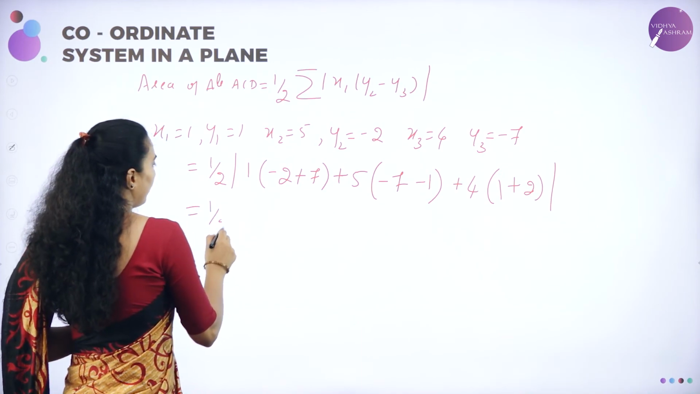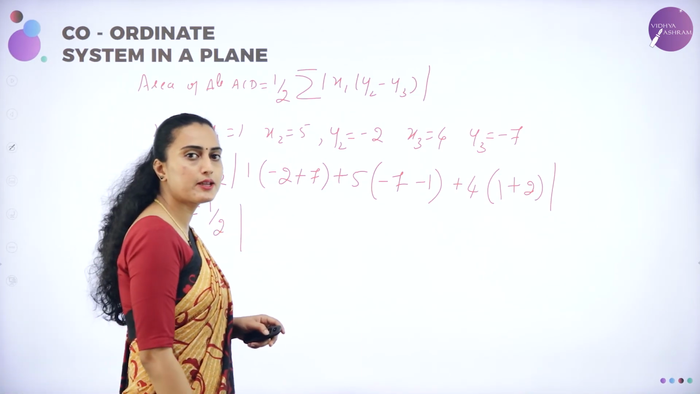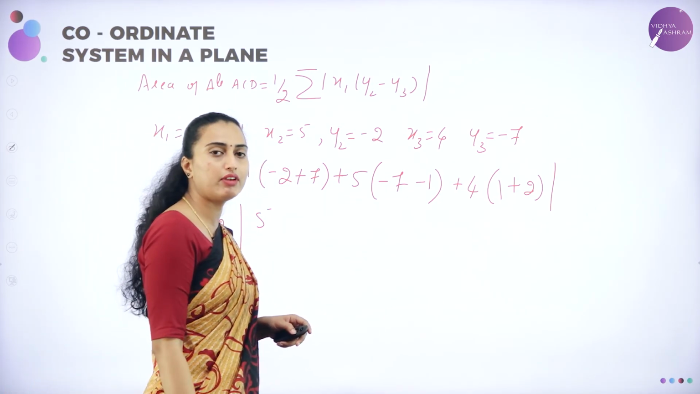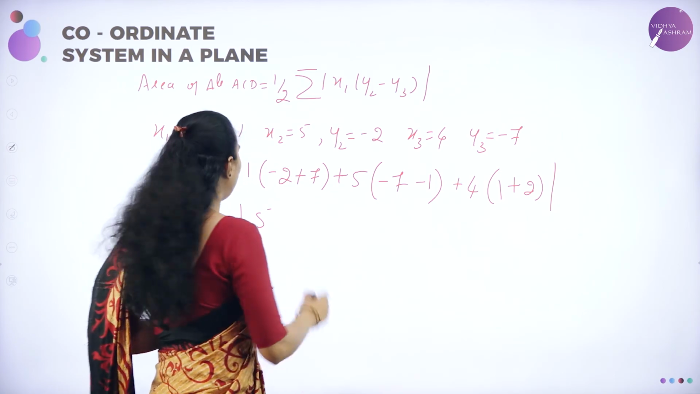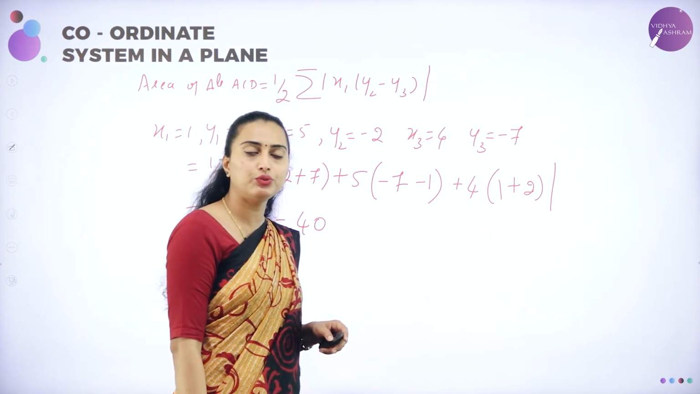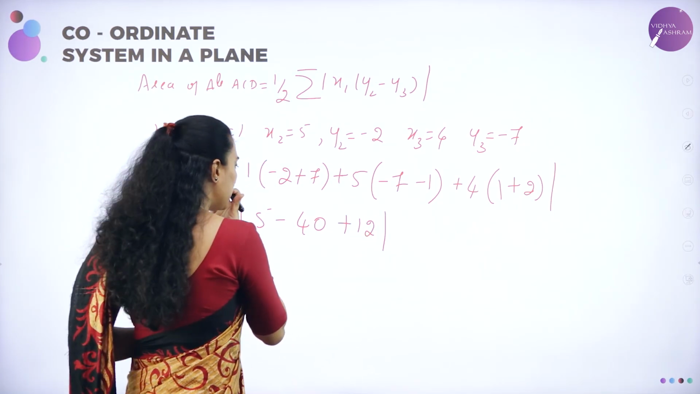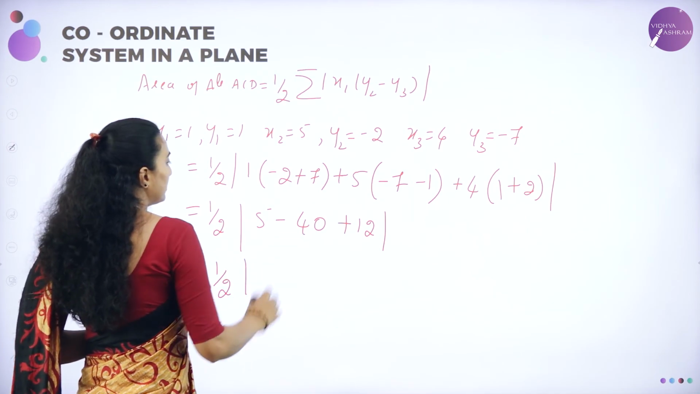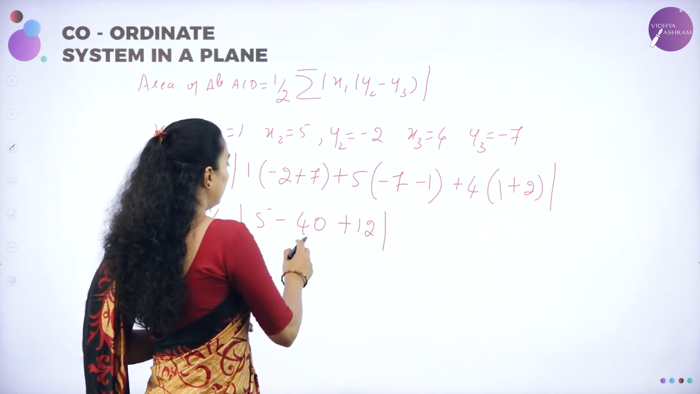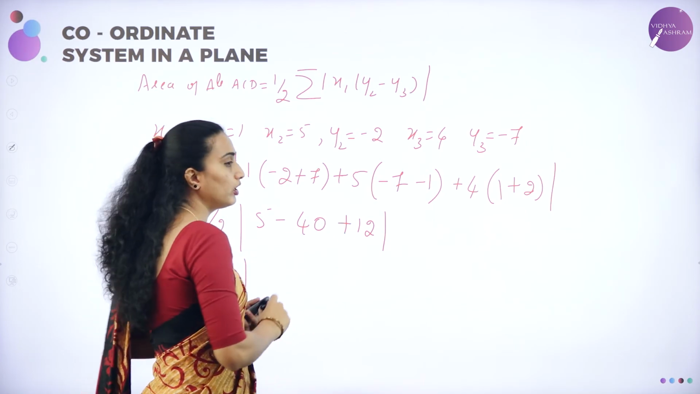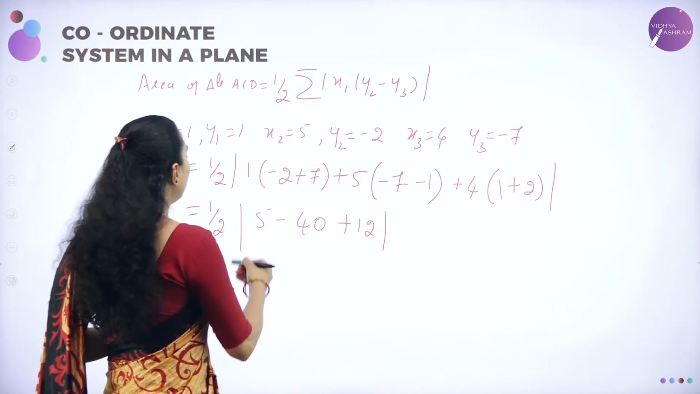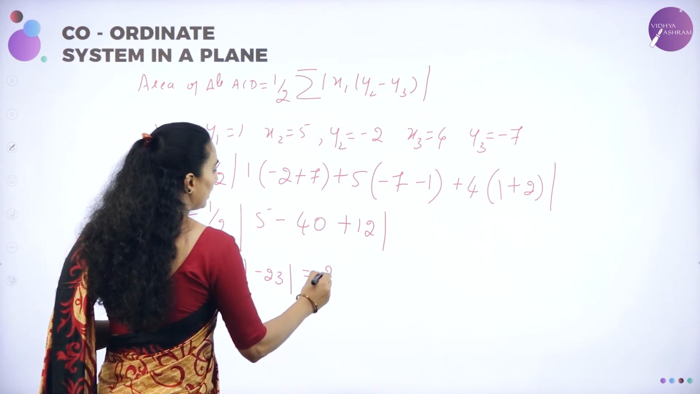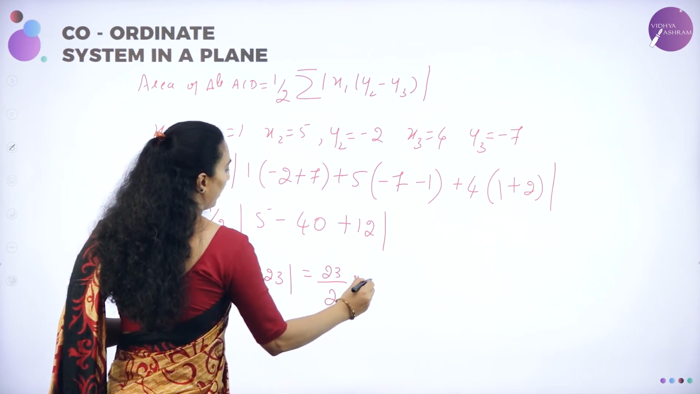Simplify this: half into minus 2 plus 7 is 5. So 5 into 1 is 5 only. Again, minus 1 minus 7 is minus 8 into plus 5 is minus 40. Again, 1 plus 2 is 3. 3 into 4 is plus 12. So the answer you are going to get for this is half into modulus of 5 minus 40 plus 12, which is minus 23. Modulus of minus 23 is plus 23 divided by 2 square units.